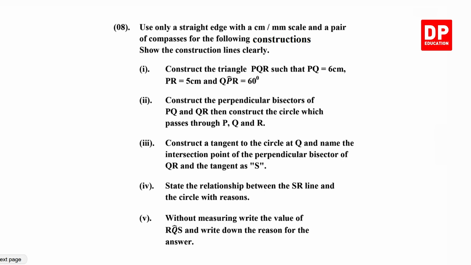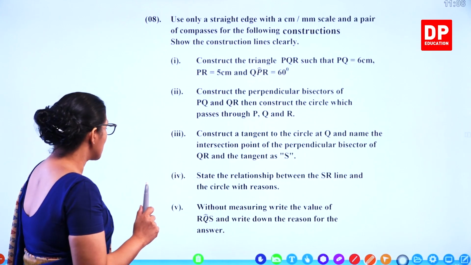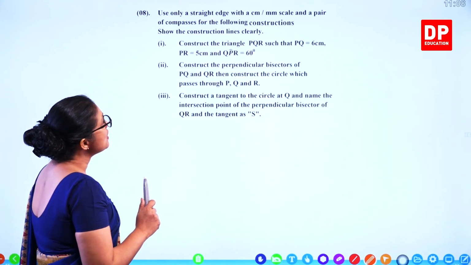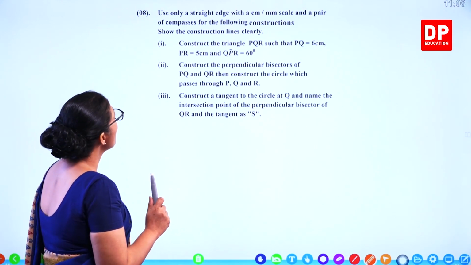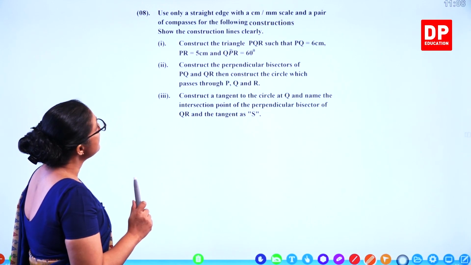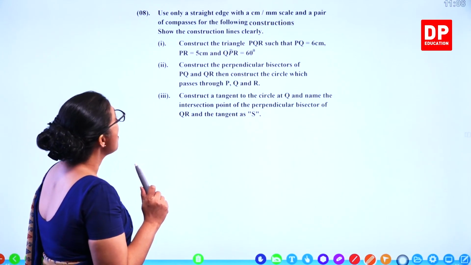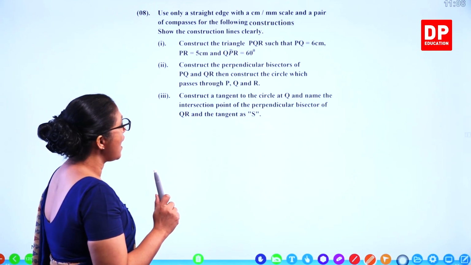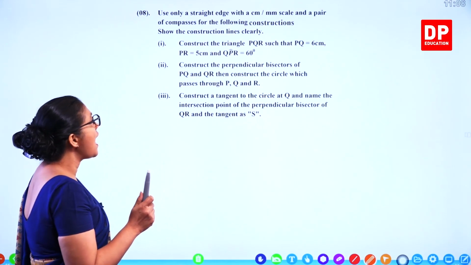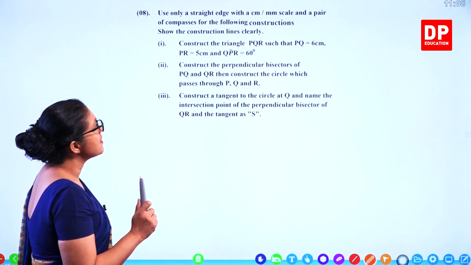Question number 8. That's a construction question. You can use only a pair of compasses and a straight edge, that's the ruler. There are 5 parts. Use only a straight edge with centimeter millimeter scale and a pair of compasses for the following constructions. Show the construction lines clearly. Construct the triangle PQR such that PQ is 6 centimeter, PR is 5 centimeter, and angle QPR is 60 degrees.